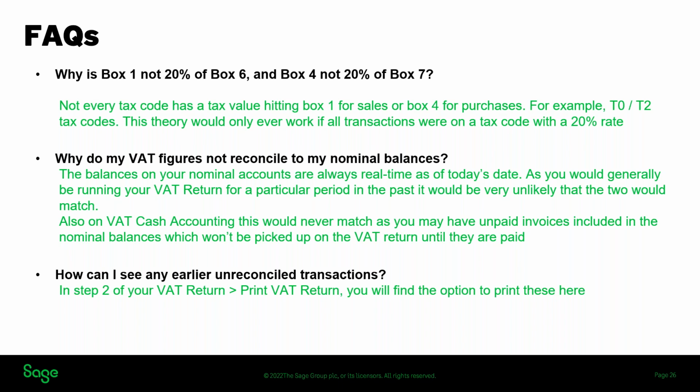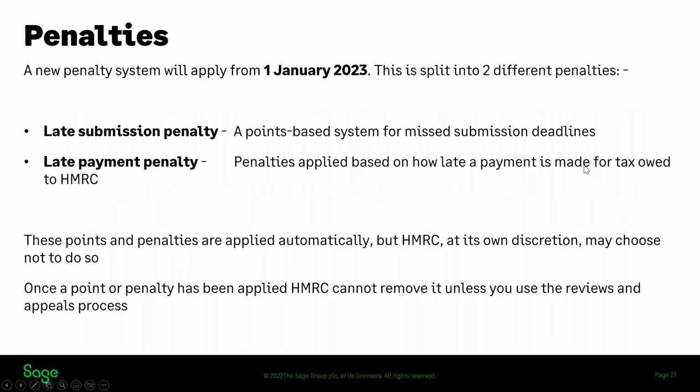HMRC, however, are introducing some changes as of the 1st of January 2023. Sadly, they're introducing a new penalty system. Not particularly good news, and sorry to be the bearer of it. It is important, though, that you are aware of these changes that are coming into effect. So there are going to be 2 different kinds of penalties: a late submission penalty and also a late payment penalty. And I've included more detailed information regarding each penalty in the next 2 slides.